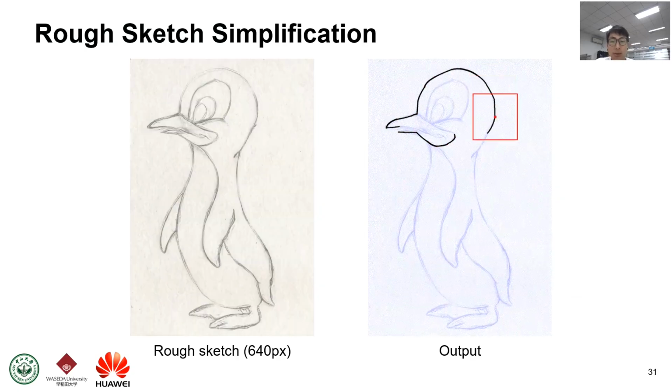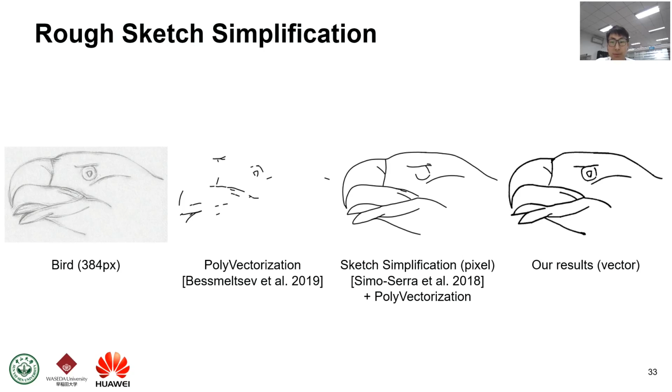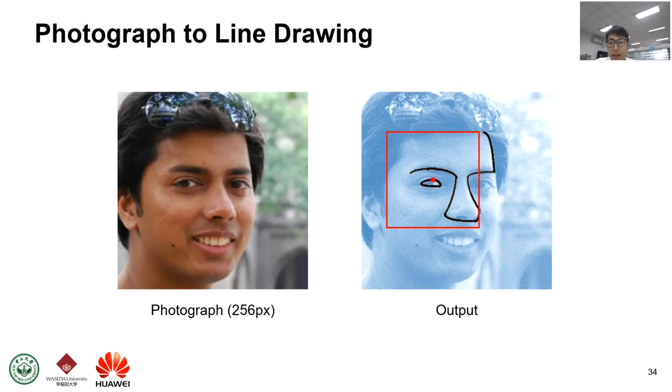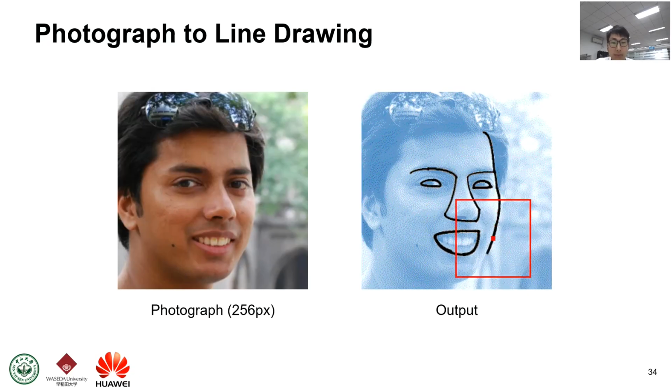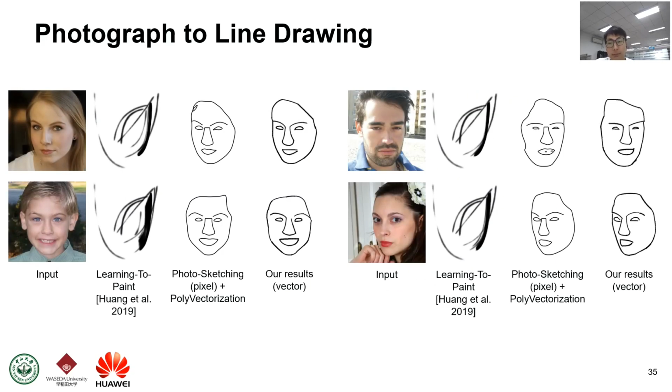Our approach can also be applied to rough sketch simplification tasks. In the results of baseline methods, we can see no completion and artifacts. Our framework also works with photographs like the facial images. Compared with baseline methods, our approach generates comparable facial sketches.